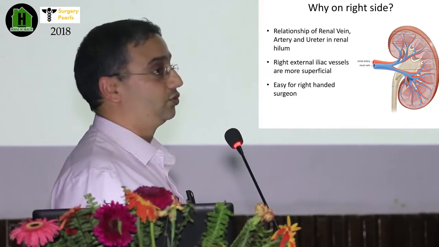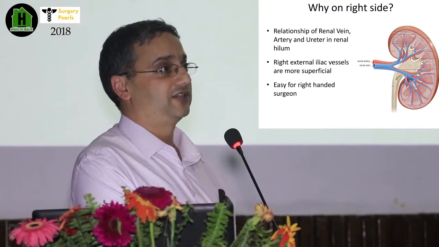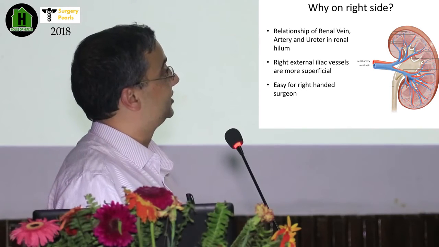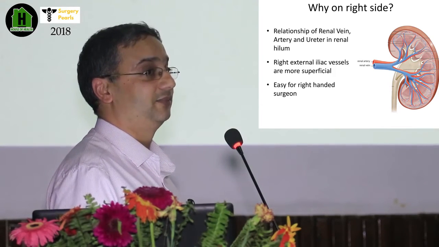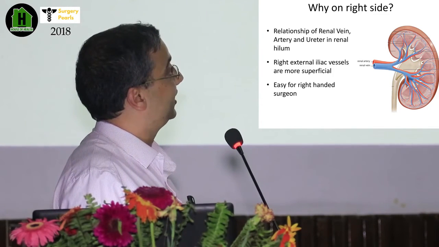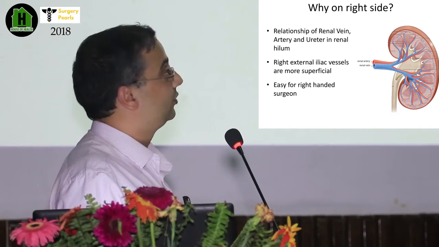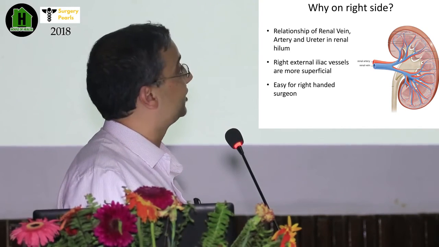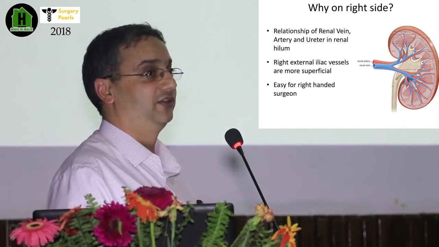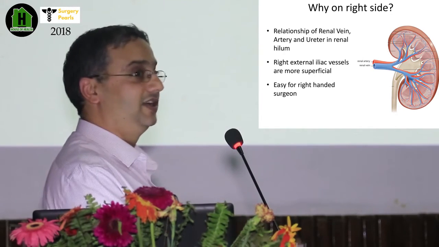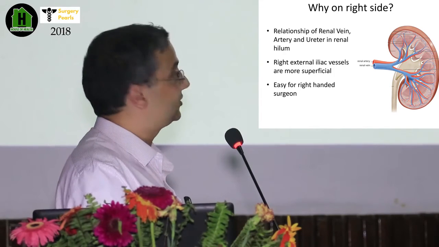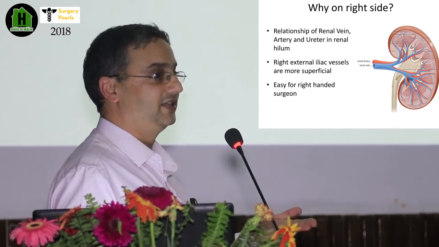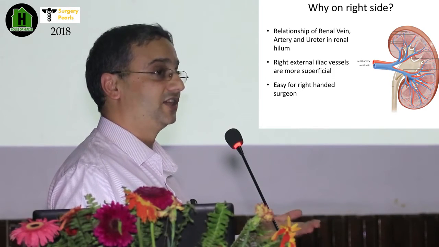So why do we choose to place the harvested left kidney on the right side? There are anatomical reasons, because we know the relationship between the renal artery and the ureter. If you go from anterior to posterior, it's vein, artery and ureter. If you place the kidney on the left side, you have to keep it the same way, so the vessels will be anterior.